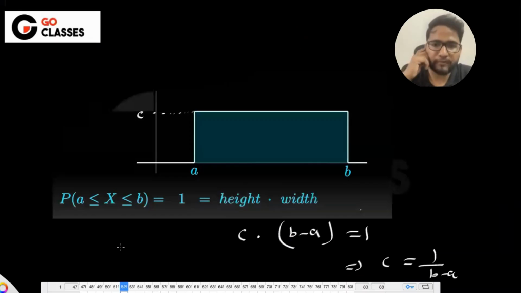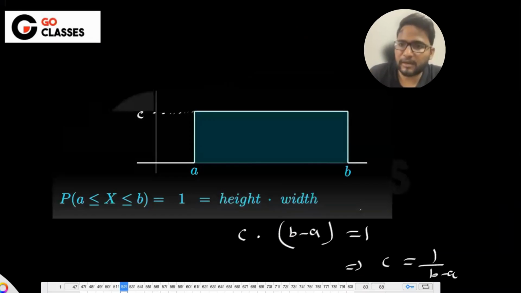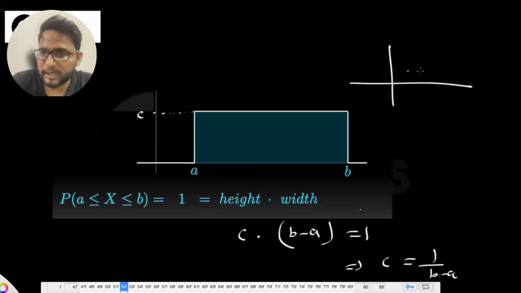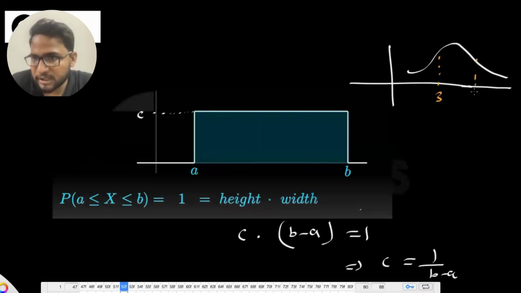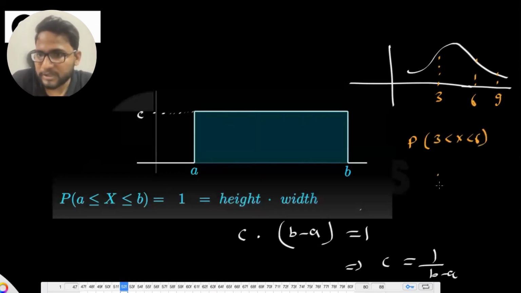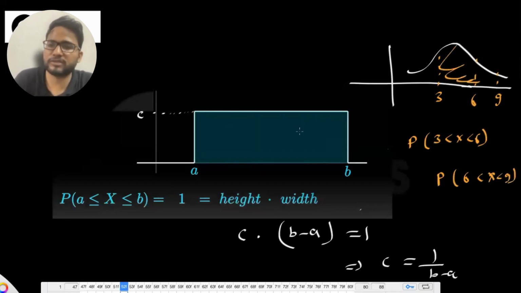Suppose this is your PDF, and let's consider another PDF, which is something like this. Now tell me, here in this PDF, let's suppose this is 3, this is 6, this is 9. In this PDF, is the probability of being in 3 to 6 greater, or 6 to 9 greater? Obviously, 3 to 6 is greater. I mean, the area is greater, right? This area seems to be greater, so 3 to 6 is greater.